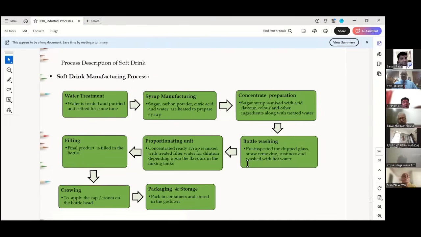Okay, last our soft drink industries. Okay, whatever soft drink we are consuming. Okay, any idea how these soft drinks are made?